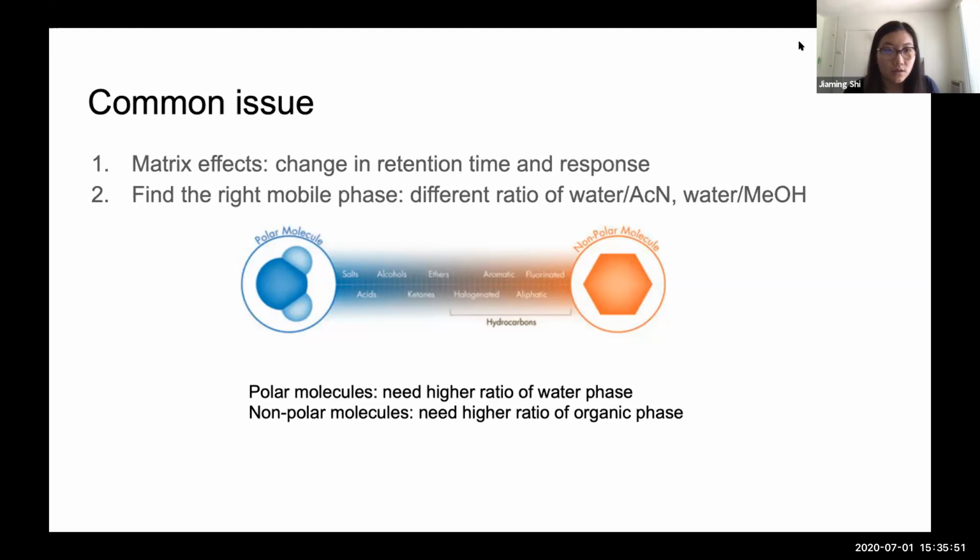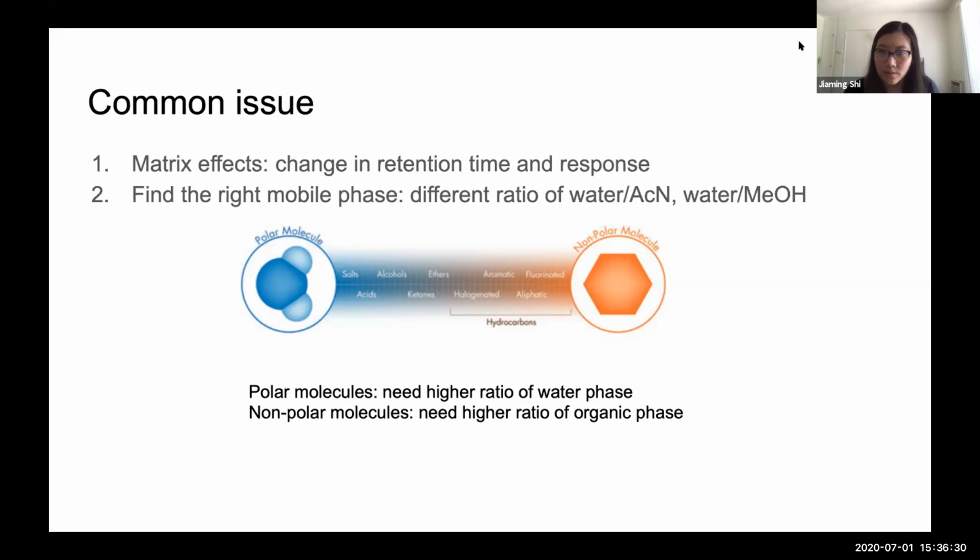The second common issue we come across is when you're setting up the method, you need to adjust the mobile phase ratio. There are two types of mobile phase: one is the organic phase, the other is the water phase. It depends on how polar your compound is. You need to adjust the ratio, because if your molecule is too polar, it usually doesn't retain very well, so the retention time will be very short. Sometimes you will get poor results.